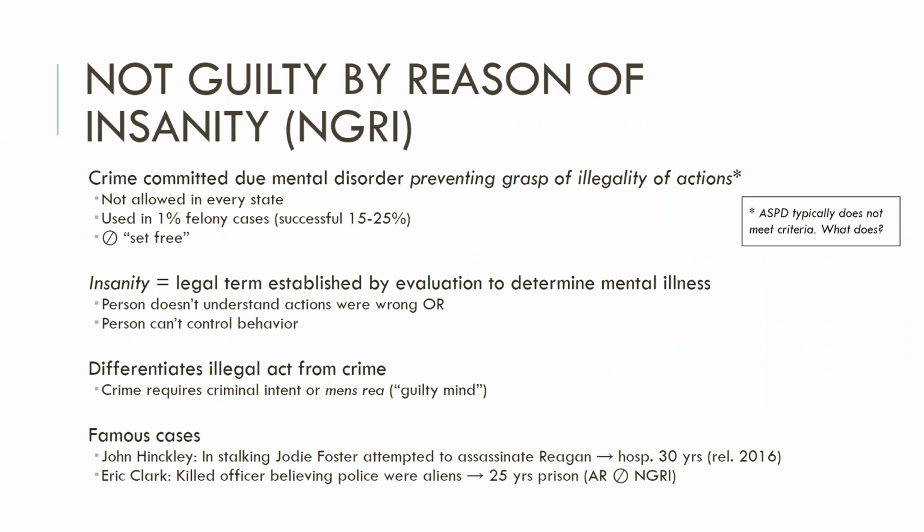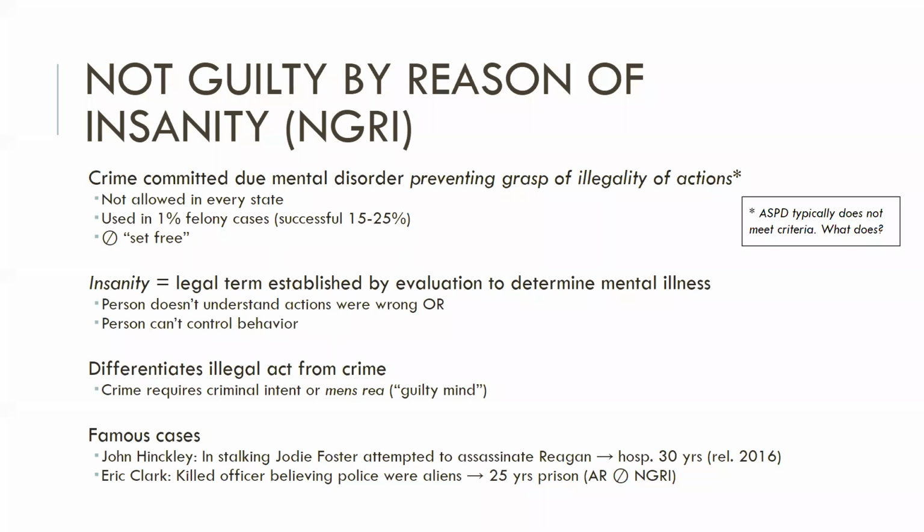Okay, so up first we've got not guilty by reason of insanity. This is when a crime is committed due to a mental disorder, preventing a person from grasping the illegality of their actions. So I want you to really think about this phrase. Someone whose disorder is preventing them from grasping the illegality or the reality of what they're doing.